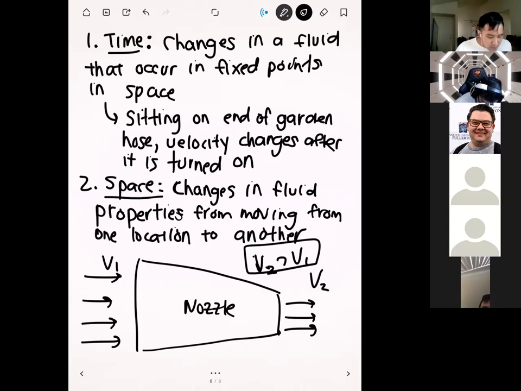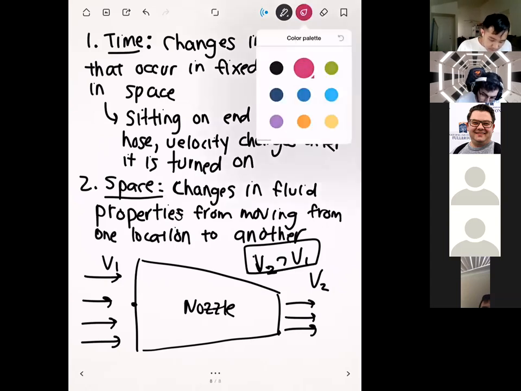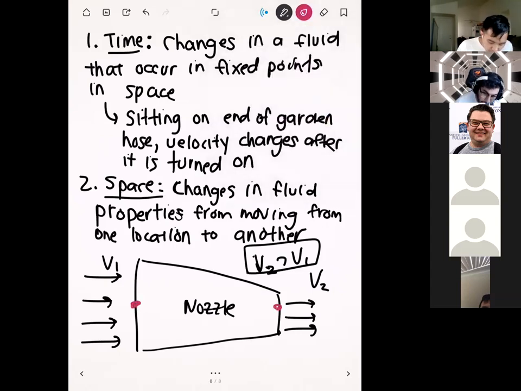If you're like a little pixie following the flow, and you go from this location to this location, so you move from here to here, what you observe in that case is a change in velocity, and all you did was change your location. So that's what I mean by changes in space. If you move to different locations in the fluid flow, you're going to see different velocities, sometimes different densities, different pressures, different viscosities. Just by changing your location, you can observe changes in fluid properties, and that's a change in space.